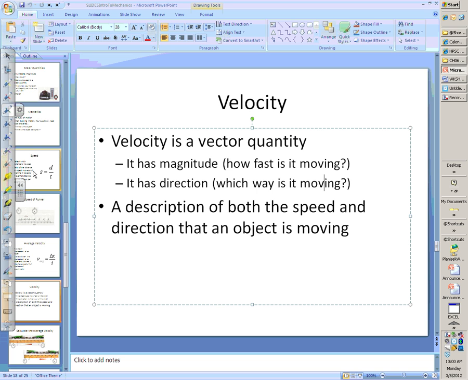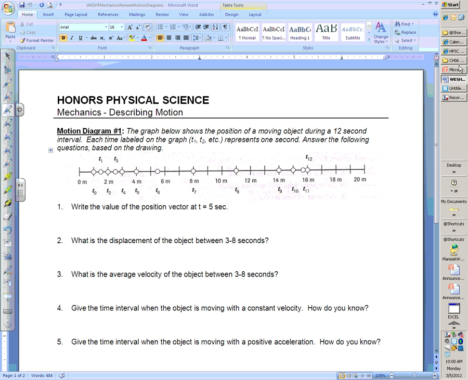And speed, that tells us how fast. Because speed, Sam, is just a what? What's the name of that one? It's not a vector, it's a scalar. So it only tells us how fast. Okay. With that being said, let's go back here to this problem set.